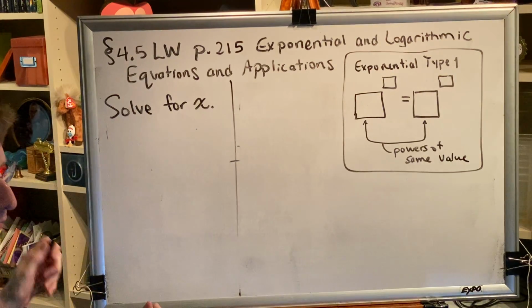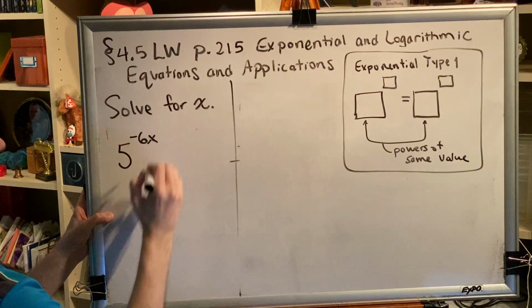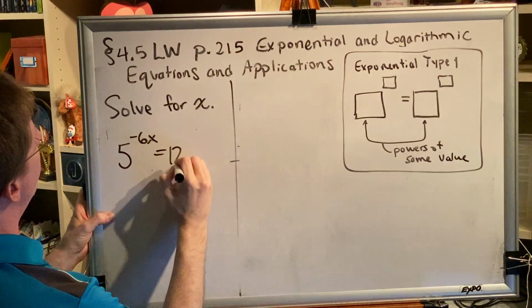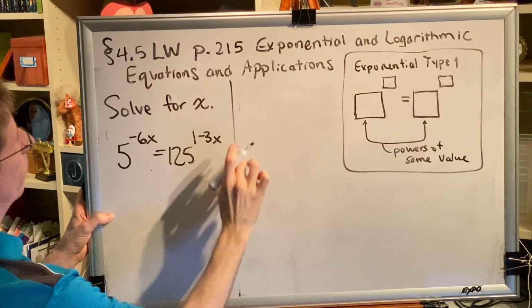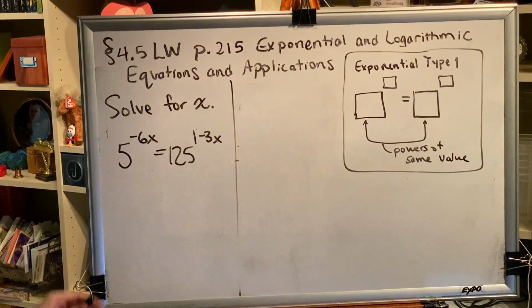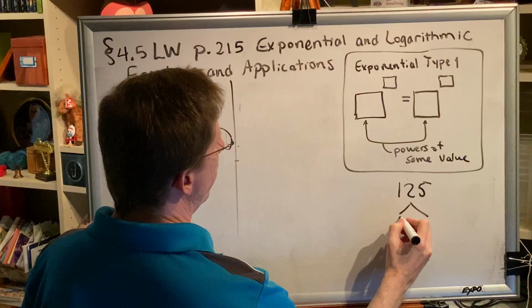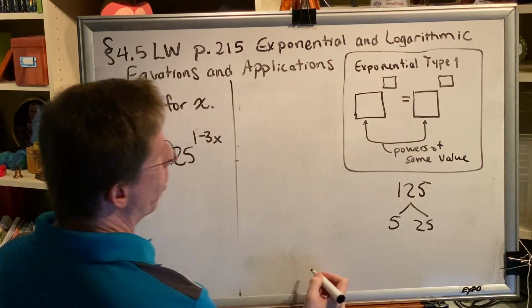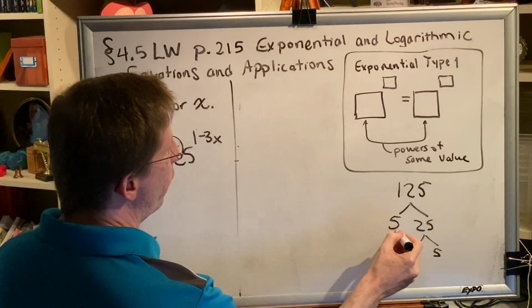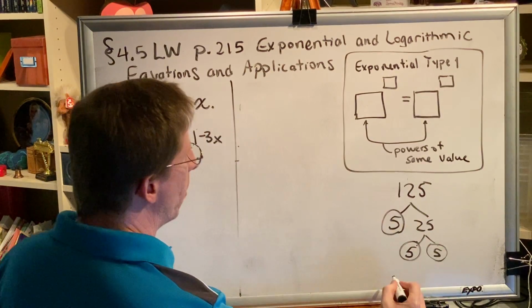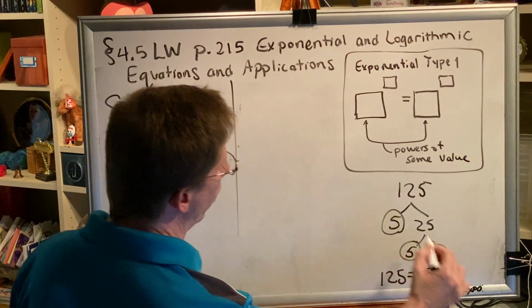Okay, our last problem of exponential type 1 says solve for x. 5 to the negative 6x power equals 125 to the power 1 minus 3x. Okay, 5 is a prime number. It cannot be broken down further, but 125 can. 125 is the same as 5 times 25. 25 is the same as 5 times 5. So 125 is just 3 5s multiplied. Said another way, 125 equals 5 to the power 3.